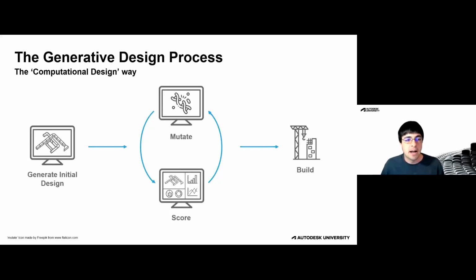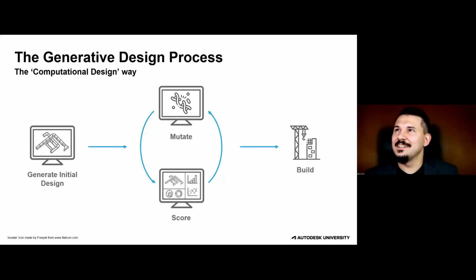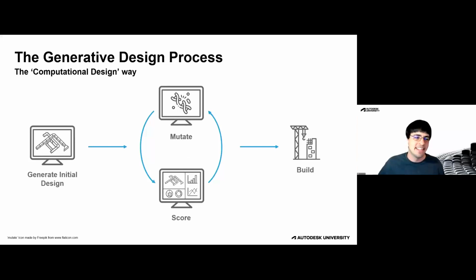Now take a look at the computational design way. Some similarities there, it looks like. Almost the same. All you got to do is you take everything and you put it inside a monitor icon. No, but really, the computer generates the initial design, and then instead of iterating, it scores the design with some metrics, and then it mutates, which is it slightly changes the design, and scores it again. Is it getting better, worse? What should I do? And then you build it when you have a solution you like.